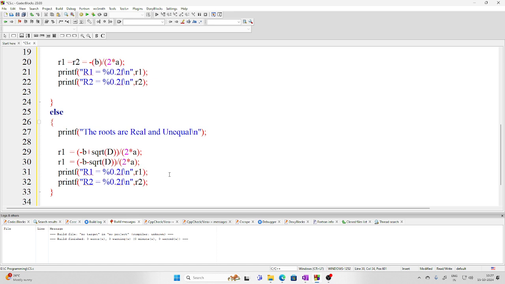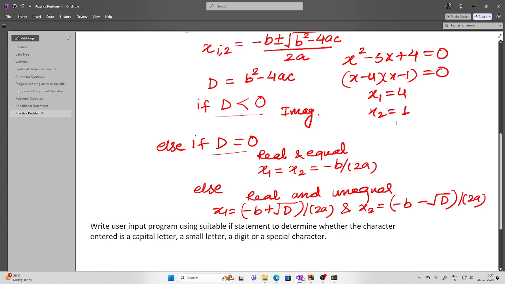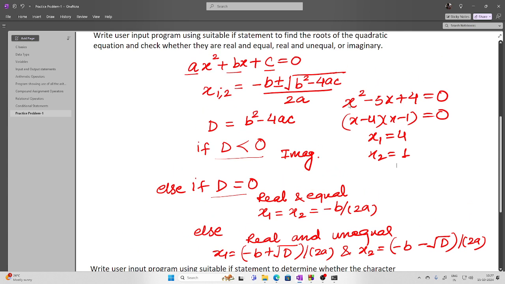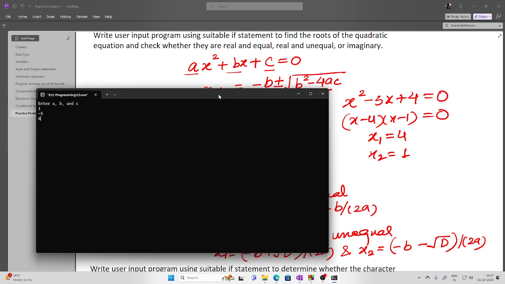And finally printing it. So let us run this. Enter a, b, and c. In our parent problem, the equation was x square minus 5x plus 4. So a is 1, b is minus 5, and c is 4. The output of this should come as 4 and 1. So it is coming as 0.